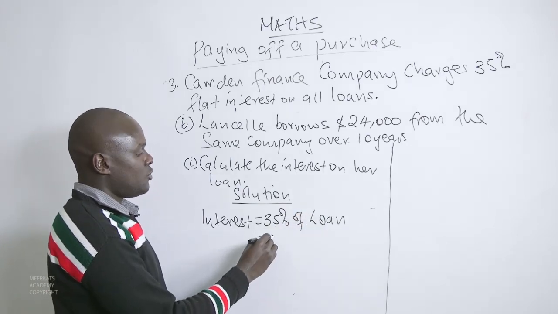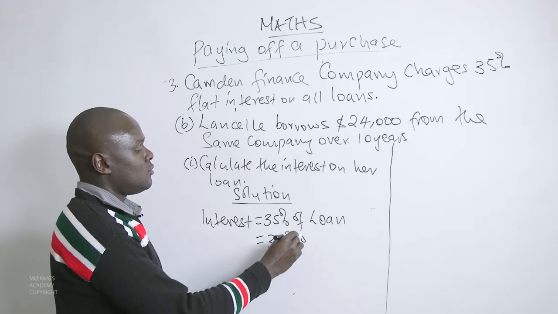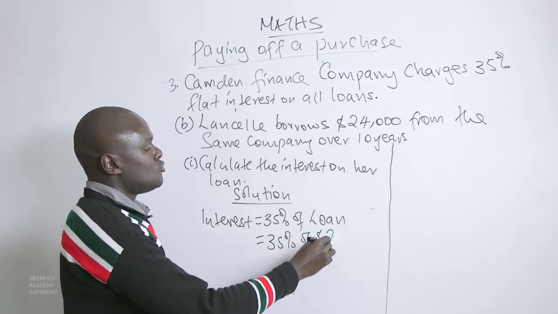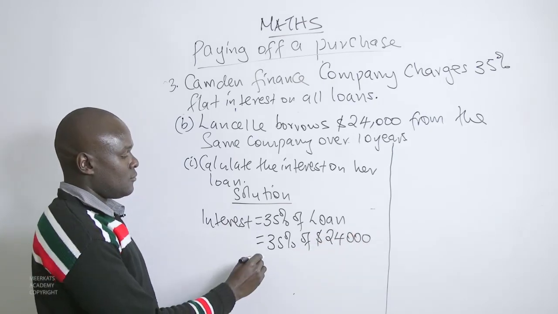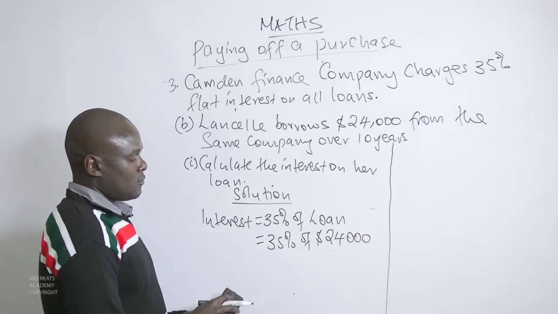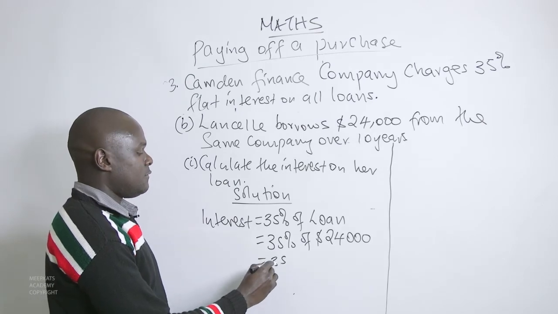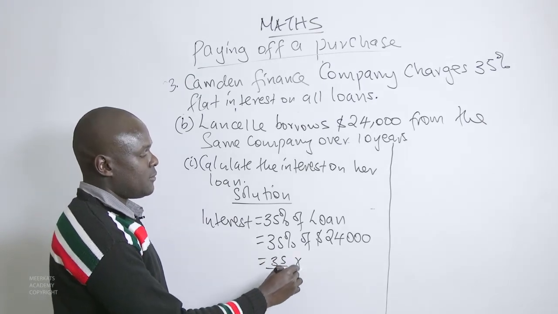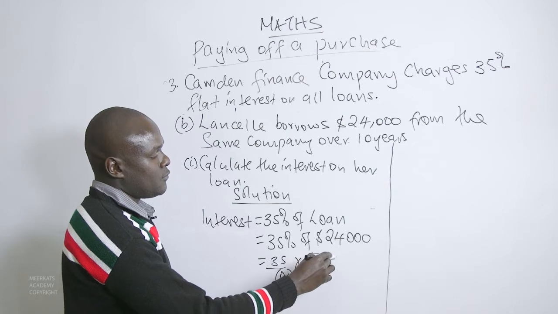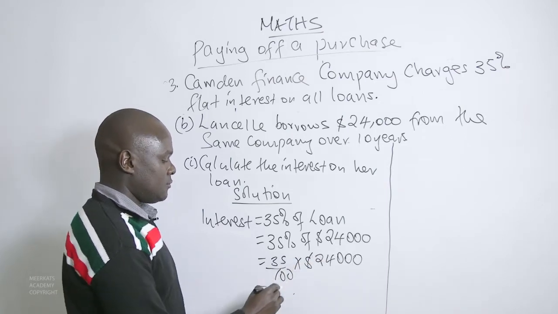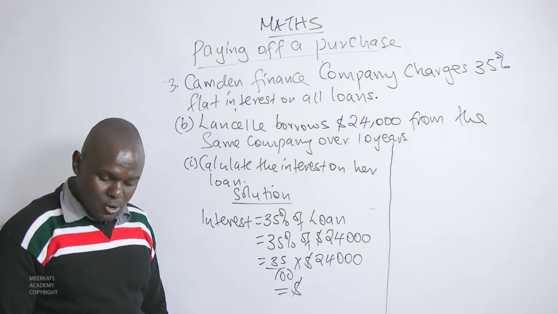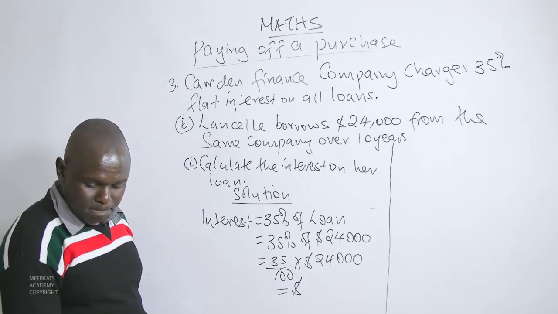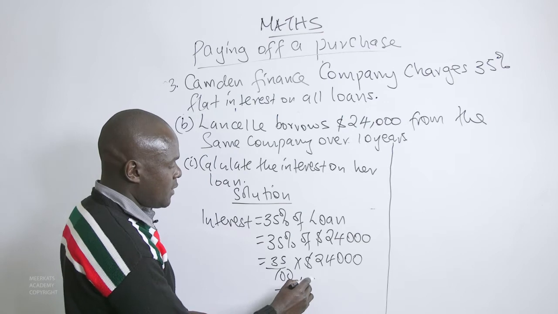How much is she borrowing? She is borrowing $24,000. And this will be 35 out of 100 multiplied by $24,000, giving us an interest to the tune of 8,400.